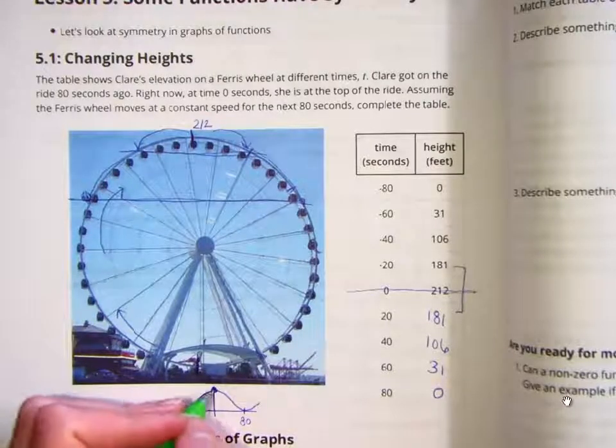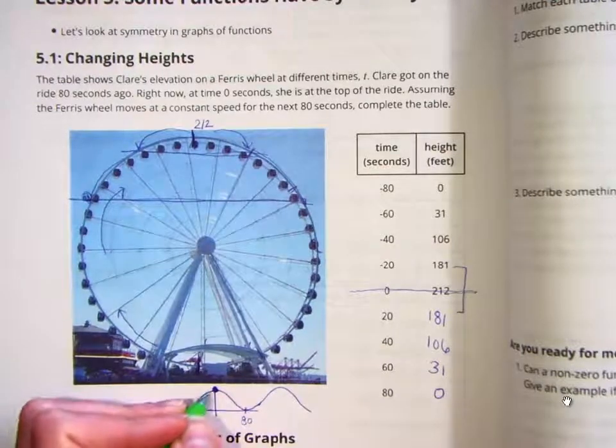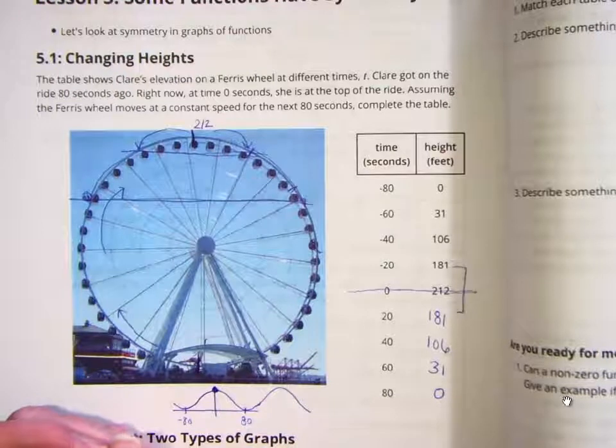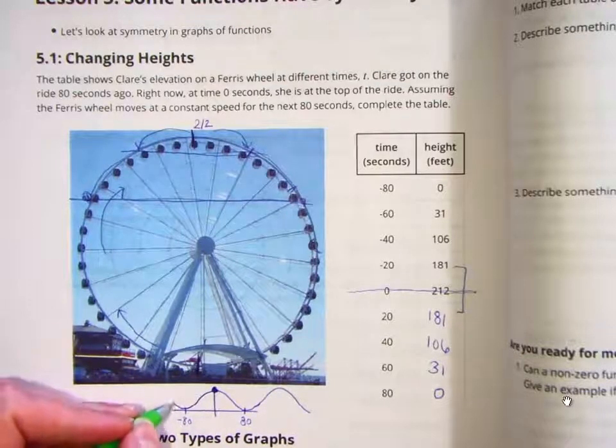And however many times that Ferris wheel goes around in a circle is how many times she will go up and down and up and down and up and down. So this kind of looks a lot like reflection when we can reflect something across the y-axis.